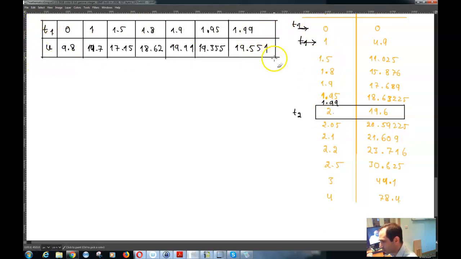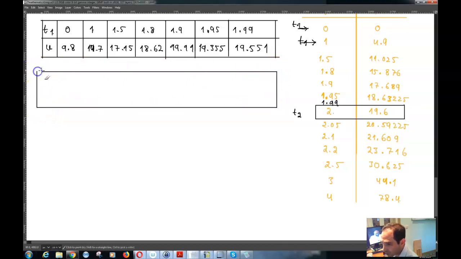Basically, in this table, what I did was that I calculated the average velocity between this point and this point, and this point and this point, and then this point, and so on and so forth. So now I can do the same thing for this side. And if I do so, I will get another table for the other side of 2, in which I call this, for example, T2, and I call this, for example, V.